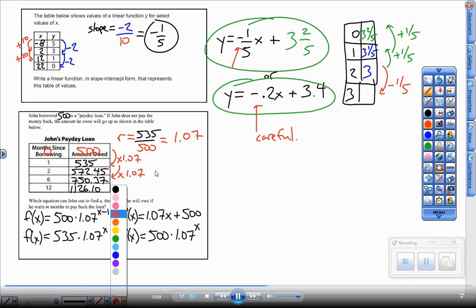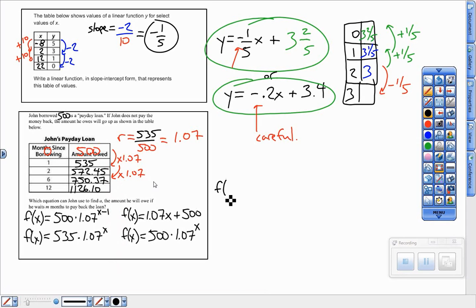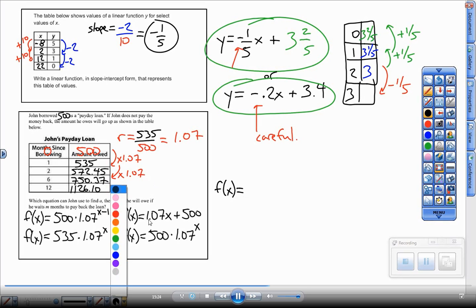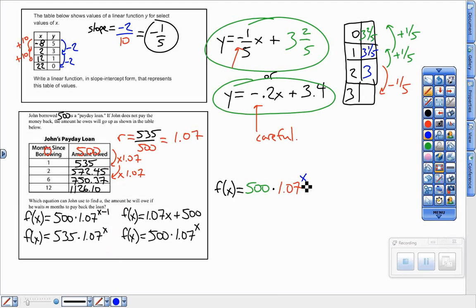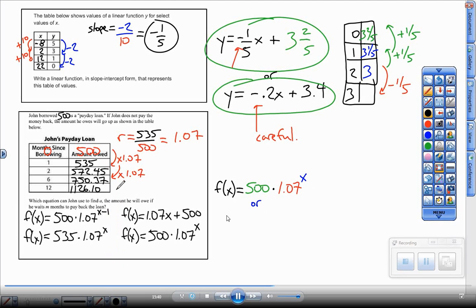And again, in my classes, I want you to take the time to write these equations out before you look at your choices. This equation is the zero term, 500 times r to the x power, or 1.07 to the x power. Or I could also use f of x equals the first term, 535, times 1.07 raised to the x minus 1 power. And again, write these choices out before you look at the multiple choice questions.